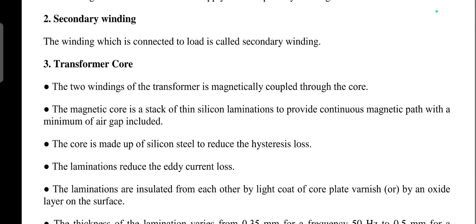The two windings in the transformer are coupled over a core, which is a magnetic core made up of thin silicon laminations, where the lamination is responsible for a continuous magnetic path with a minimum of air gap. The core is made up of silicon steel, which is used to reduce hysteresis loss, and the laminations are used to reduce eddy current loss. Here the magnetic core and laminations play a major role in reducing the losses.